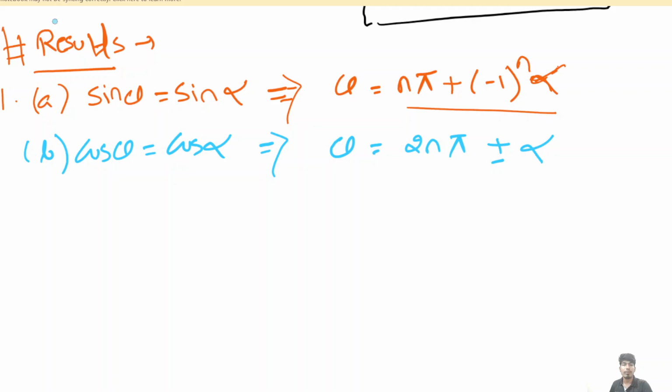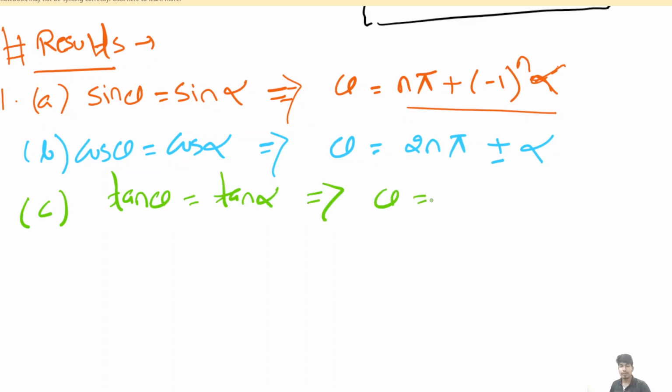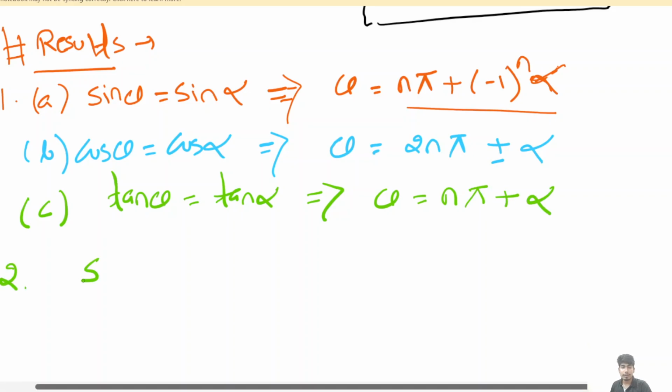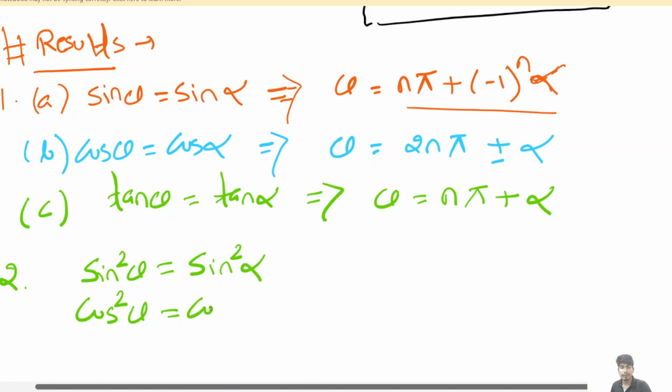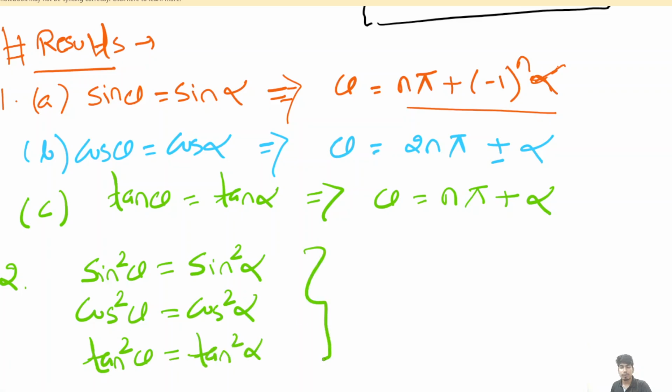Then our next is the third part. If tangent theta is equal to tangent alpha, then what is the relation between theta and alpha? Theta is n pi plus alpha. And the fourth is, if sine square theta is equal to sine square alpha, or cos square theta is equal to cos square alpha, or tangent square theta is equal to tangent square alpha, this implies what is the relation between theta and alpha? Theta is n pi plus minus alpha.